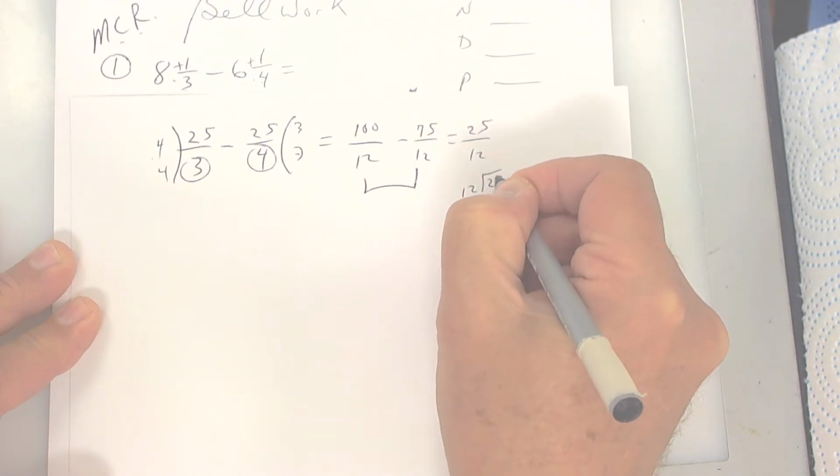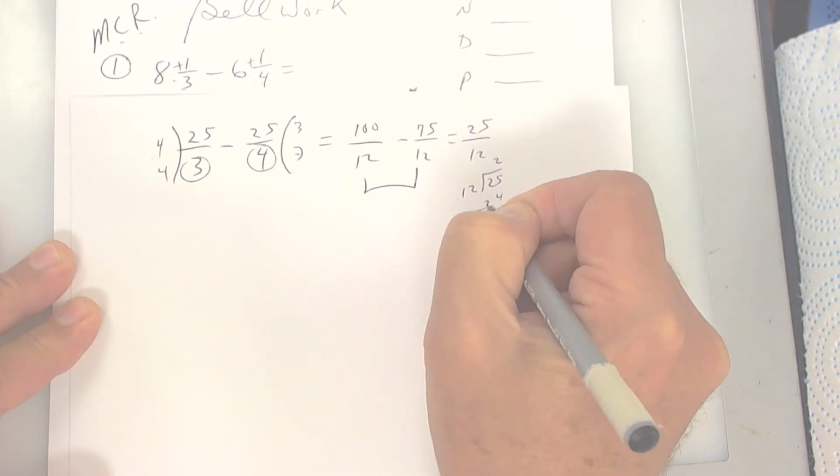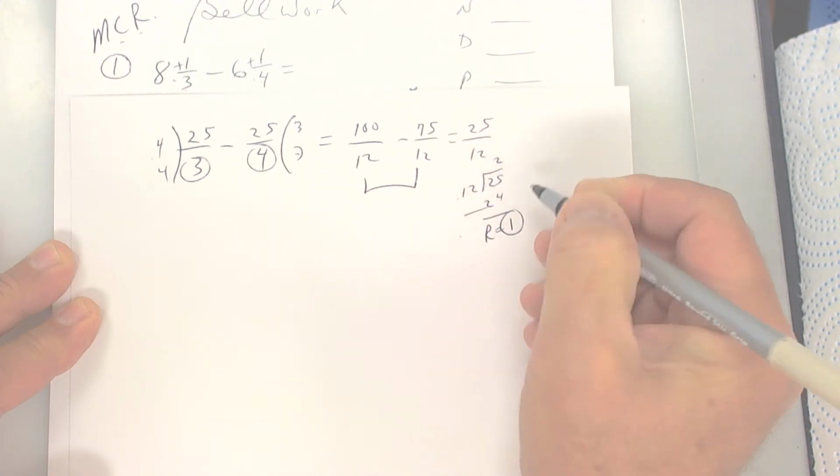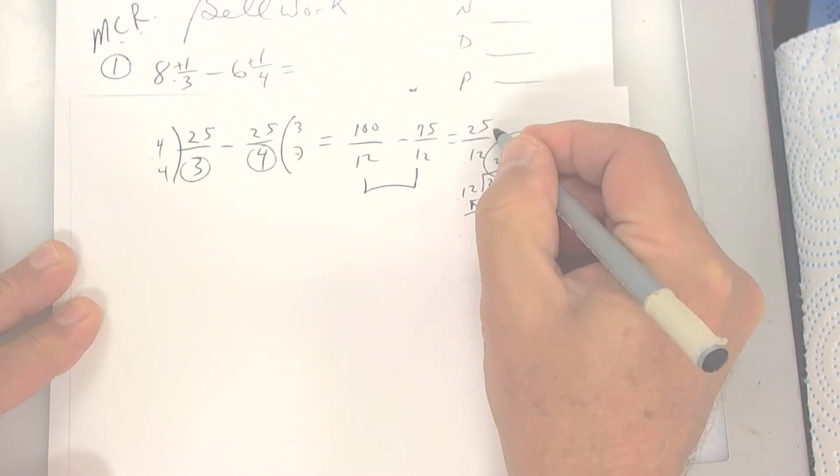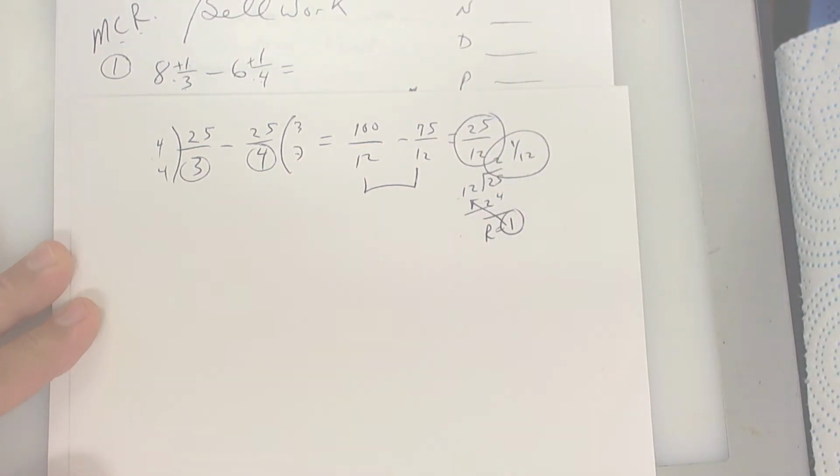12 goes into 25 2 times. That's 24 with a remainder of 1. Put your remainder over your divisor. It's 2 and 1/12. Okay? Either one of those should be okay. Let's go on.